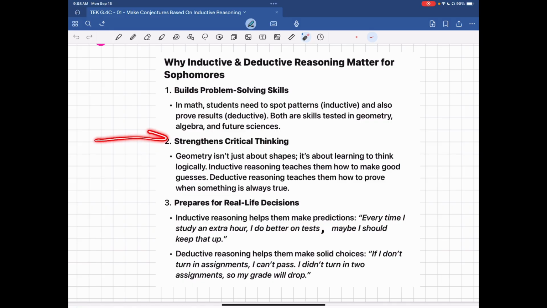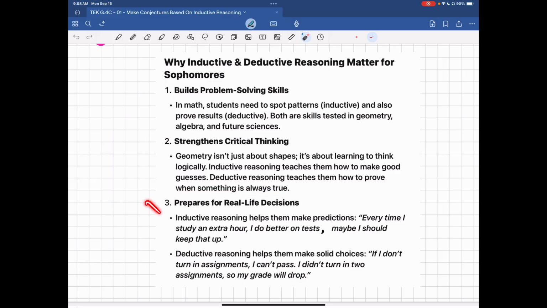Number two, it strengthens critical thinking skills, okay? Geometry isn't just about shapes. It's about learning how to think logically. Inductive reasoning teaches us how to make good guesses by looking at patterns. Deductive reasoning teaches us how to prove when something is always going to be true. Okay? And thirdly, it prepares us for real life situations.